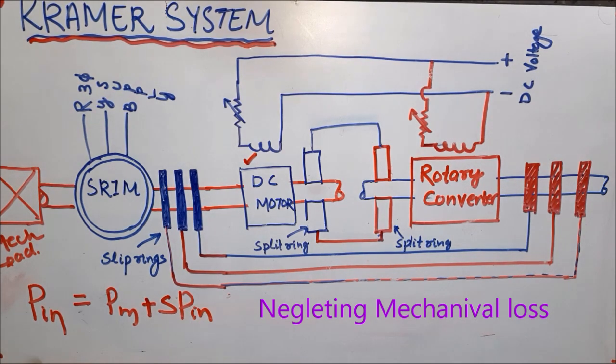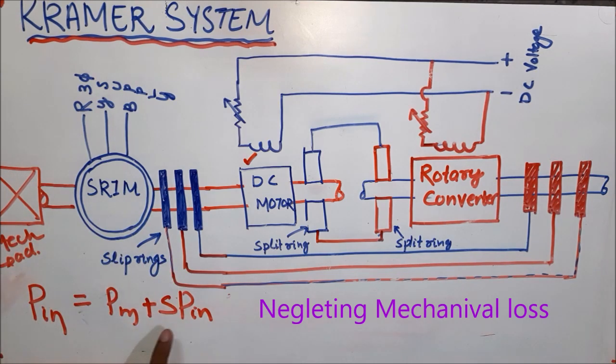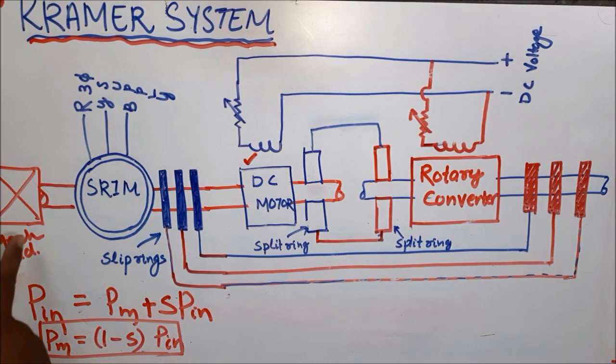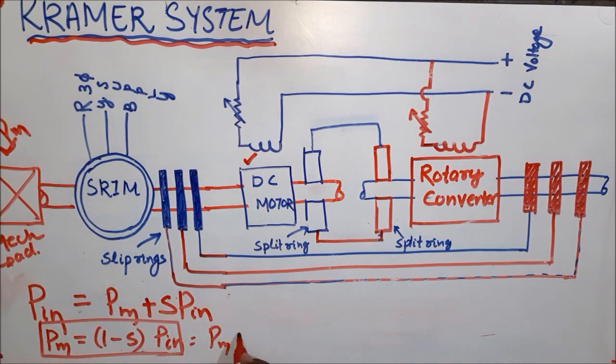This is the total power input to the slip ring induction motor. This is the mechanical power output, and this is the copper loss, which is slip times the input power. I have already explained this in the previous lecture. If you rearrange this term, we can find PM is equal to (1 minus s) times P in. This is the mechanical power, called PM. So PM is equal to P in minus slip times P in.